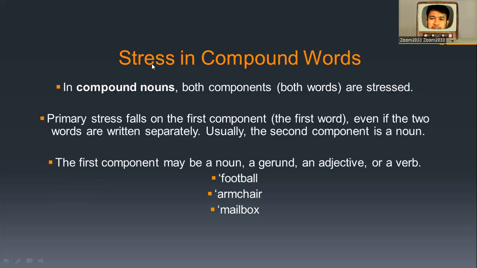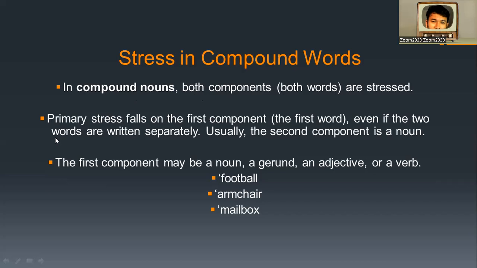So what about stress in compound words? Now, in compound nouns, both components, both words, are stressed. So this is the point. Primary stress falls on the first component, the first word, even if the two words are written separately. Usually the second component is a noun, and the first component could be a noun, gerund, adjective or verb.